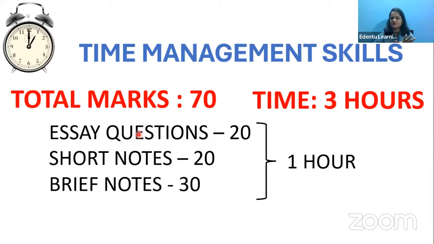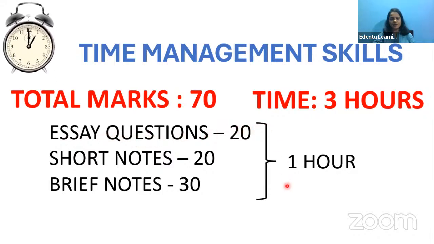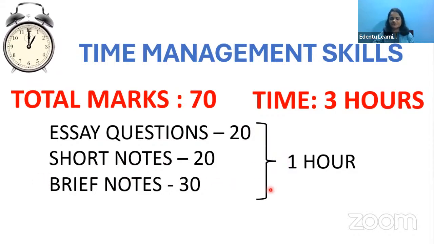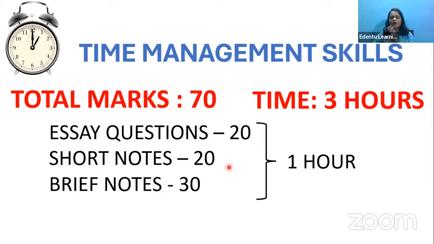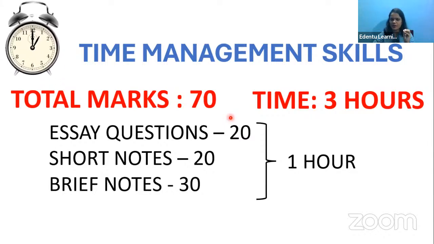These are some tips that you can use in the examination hall. Start with the essay questions, and for every section take only 1 hour: essay questions 1 hour, short notes 1 hour, brief notes 1 hour. Once the 1 hour is over, just stop writing whatever you are writing and go to the next section. Don't sit on that topic. This is a very important time management skill.